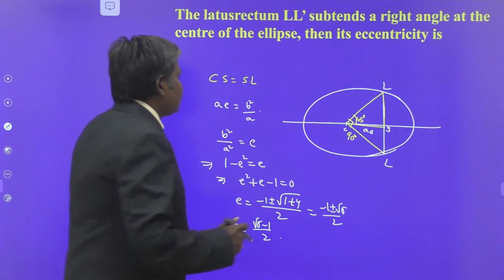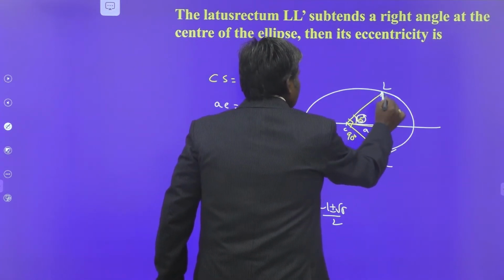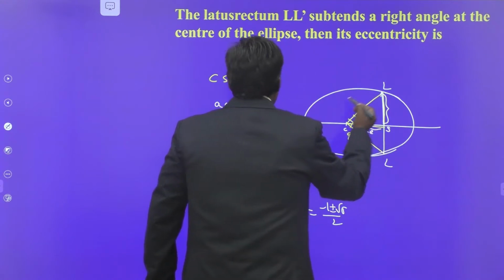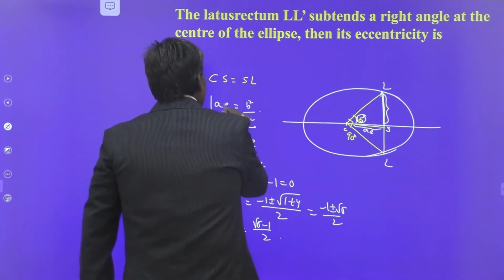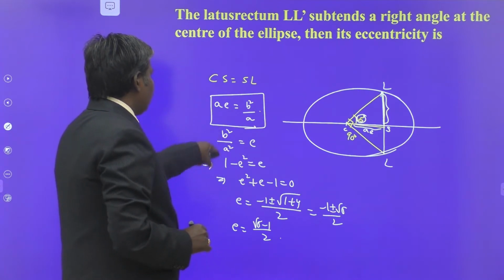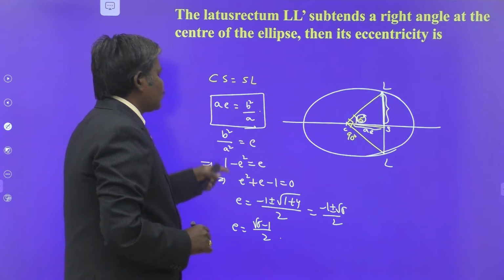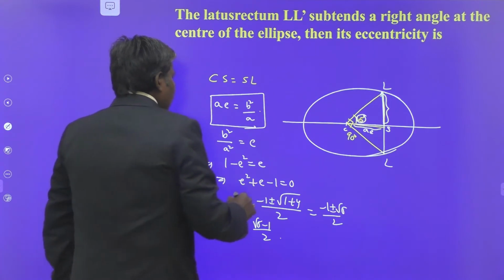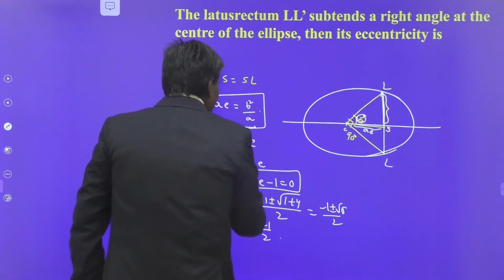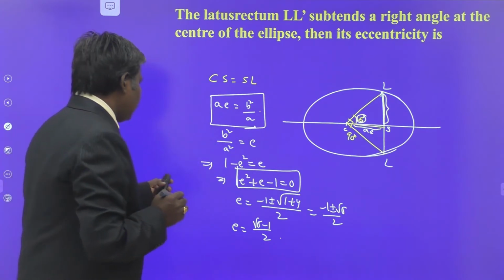So the angle is 45 degrees here. This is the concept: at that time these two distances are equal, AE equals b square by a, so b square by a square equals e. What is meant by b square by a square? It is 1 minus e square, since b square equals a square into 1 minus e square. By solving this quadratic equation we obtain the eccentricity. Very simple problem. Next one.